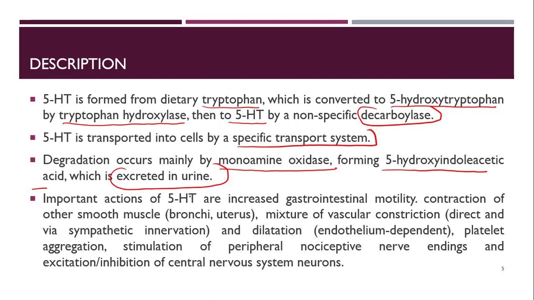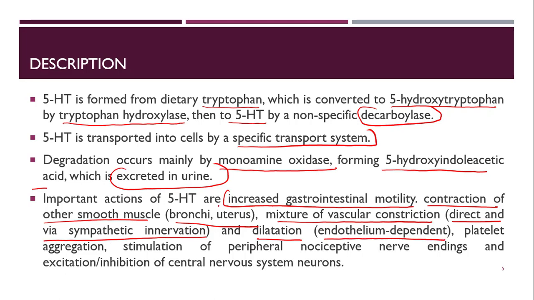Okay, so important actions of 5-HT are increased gastrointestinal motility, then contraction of other smooth muscles, that is bronchi and uterus, then a mixture of vascular constriction, both direct and via sympathetic innervation, and dilatation, which is endothelium dependent, then platelet aggregation, which takes place in case of tissue injury, then stimulation of peripheral nociceptive nerve endings, and excitation and inhibition of central nervous system neurons.